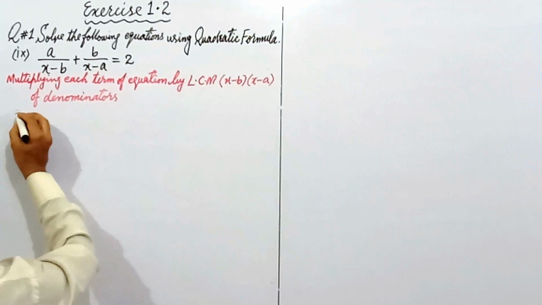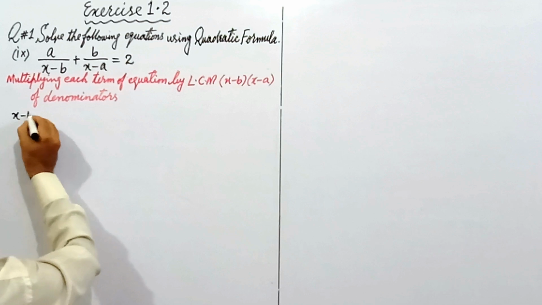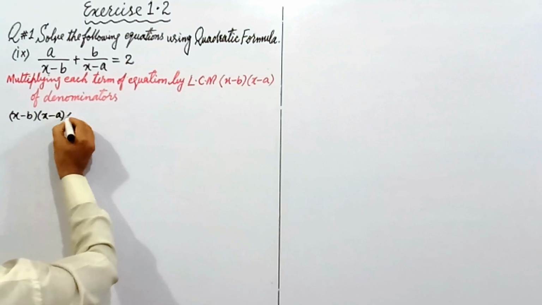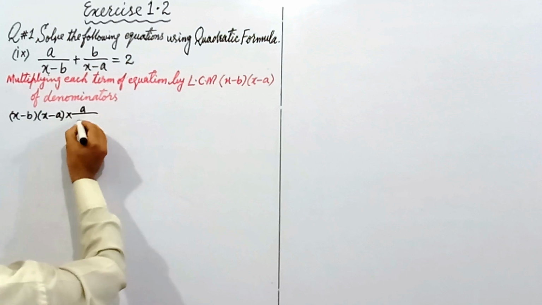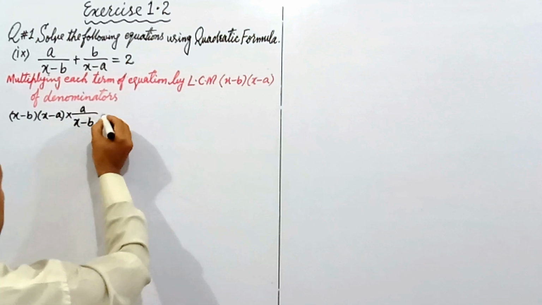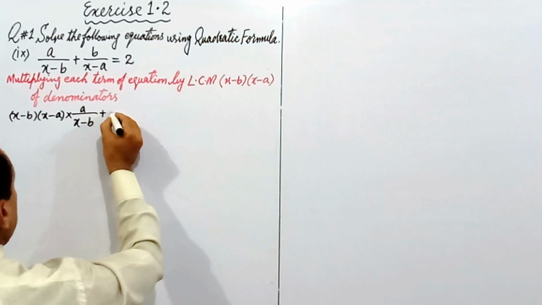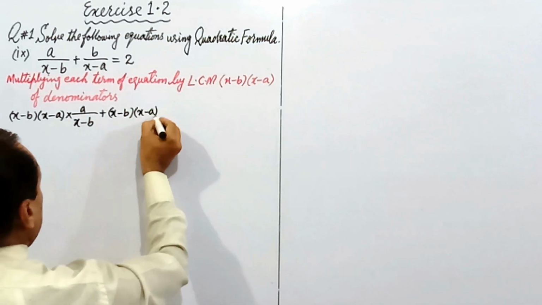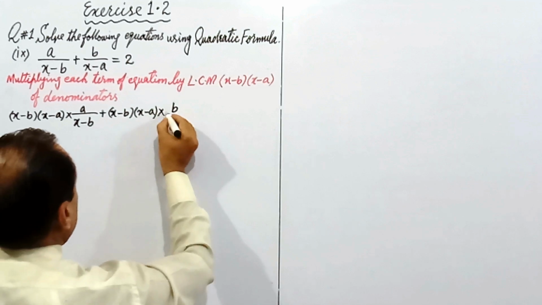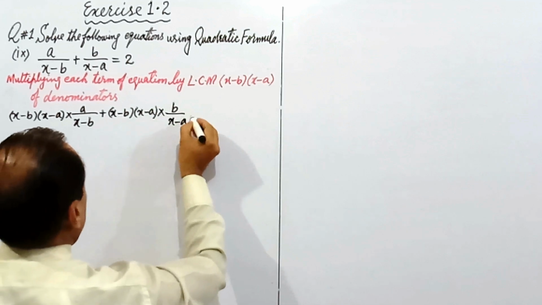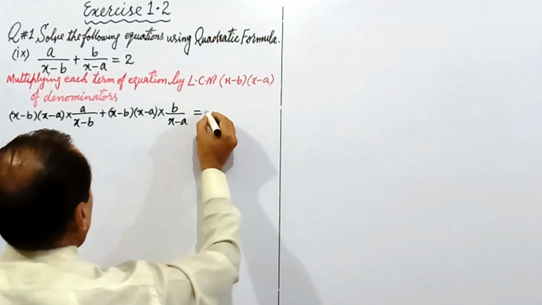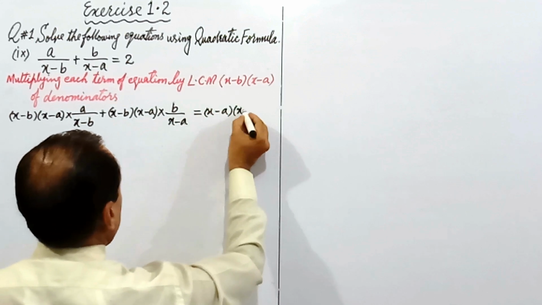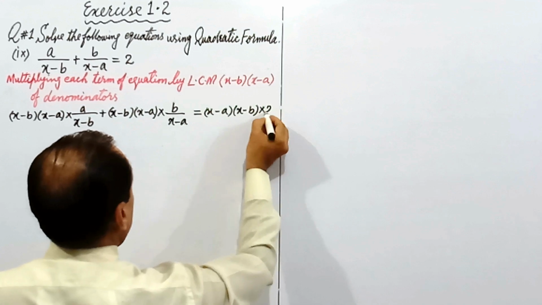We have x minus b into x minus a multiplied by a over x minus b, plus the second term, x minus b into x minus a multiplied by the second term, over x minus a, is equal to x minus a into x minus b multiplied by 2.